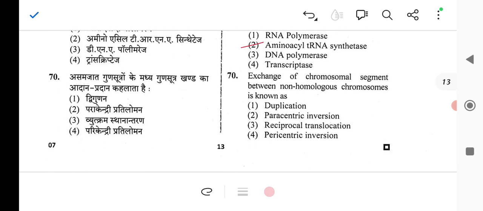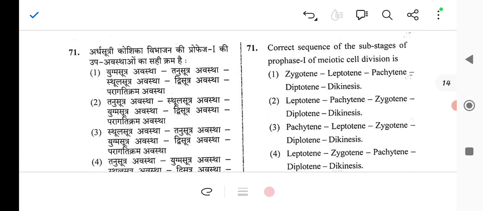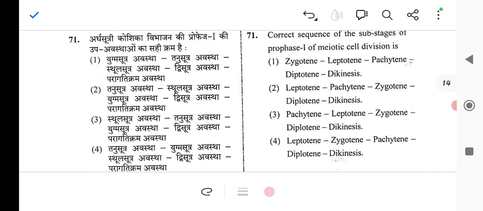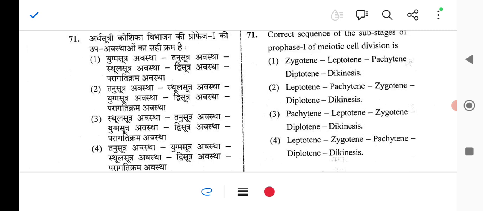Next is exchange of chromosomal segment between non-homologous chromosome. When it is non-homologous chromosome, it is reciprocal translocation. Next is correct sequence of substages of prophase 1 of meiotic cell division. It is leptotene, zygotene, pachytene, diplotene, diakinesis.